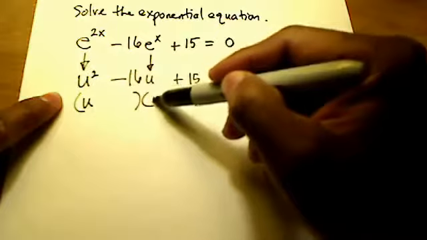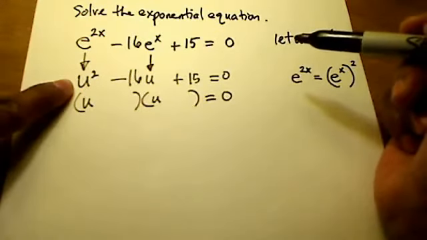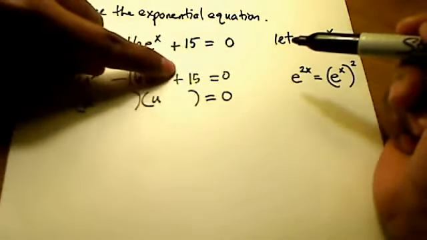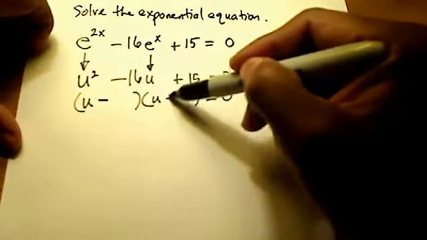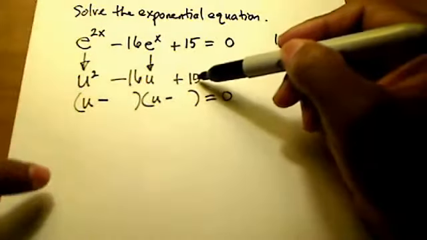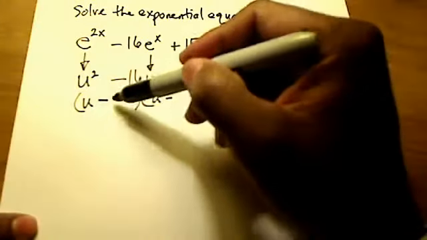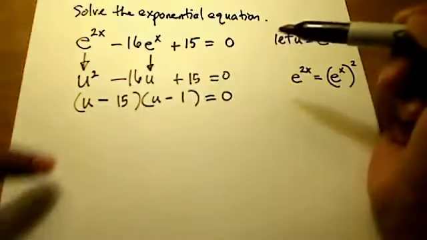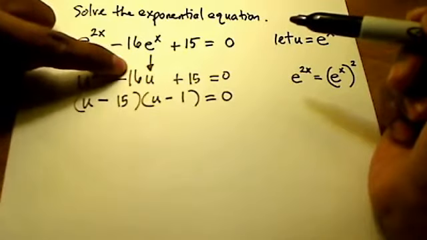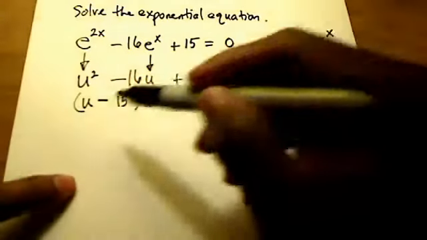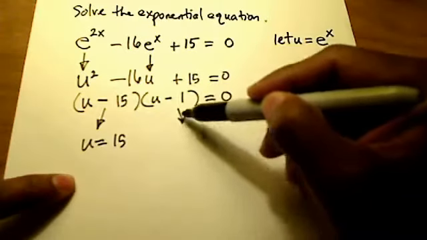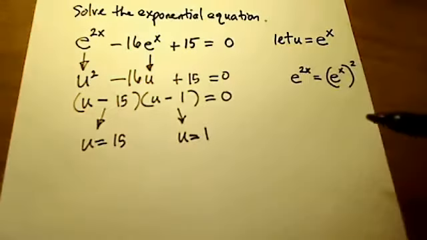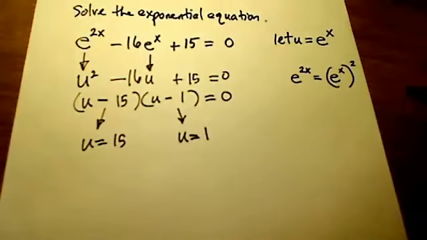It's faster. So u times u will give me that u squared. Because that's a plus and that's a minus, I know that both of these signs are going to be negative. And the only way to get 15 is 15 times 1, so that when they add up, they give 16, that middle term. So it's easy to see that I've got two answers of 15 and 1 out of those two parentheses. But we're not looking for u, we're looking for x.